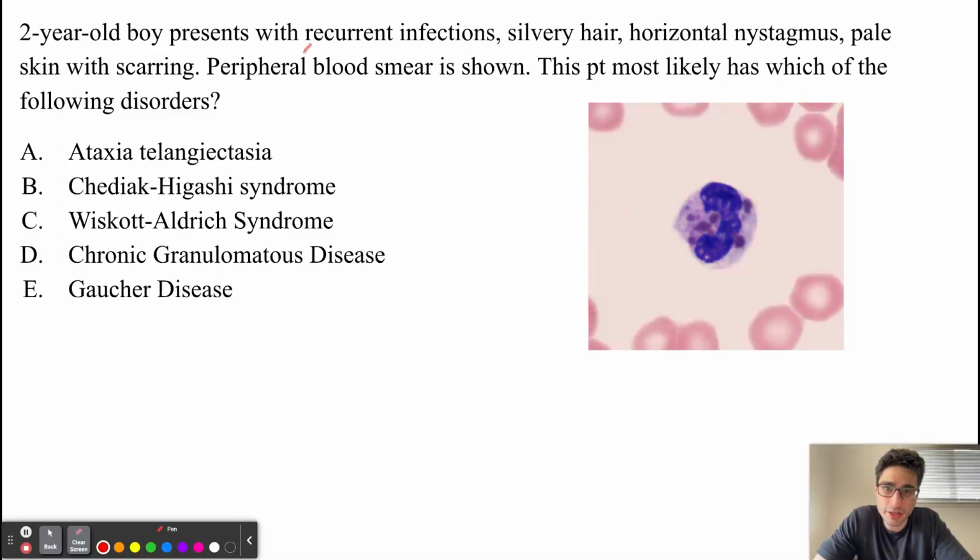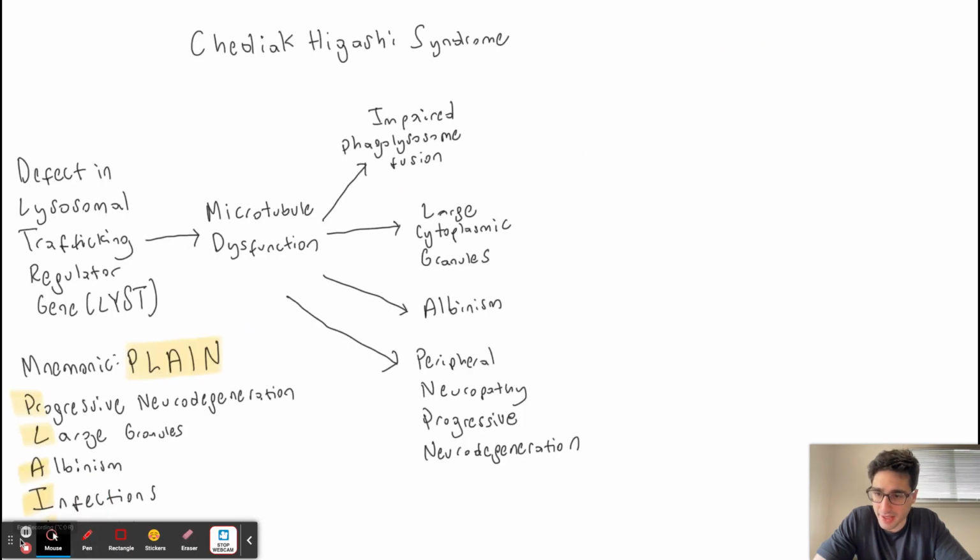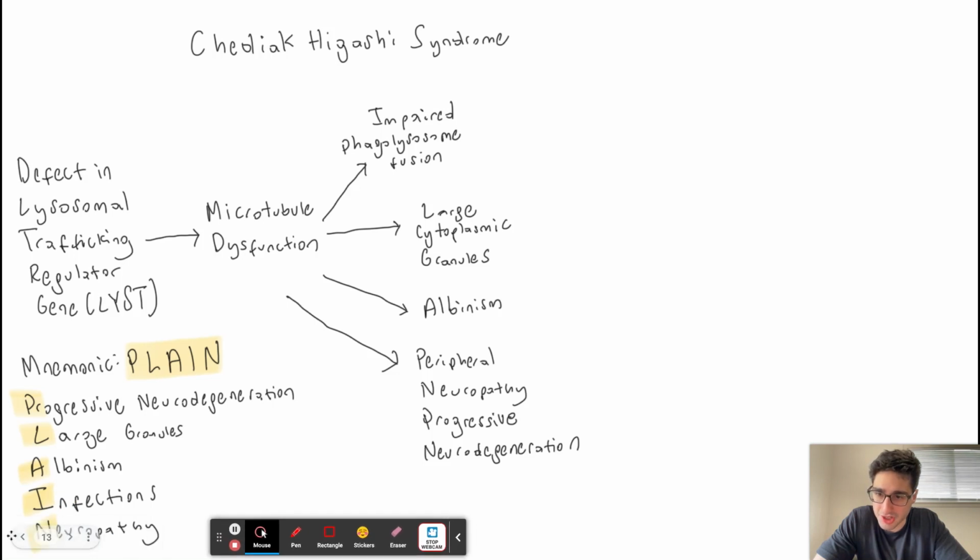Two-year-old boy presents with recurrent infection, silvery hair, horizontal nystagmus, pale skin with scarring. Peripheral blood smear is shown. This patient most likely has which of the following disorders? The symptoms that this patient is experiencing are characteristic of Chediak-Higashi syndrome.